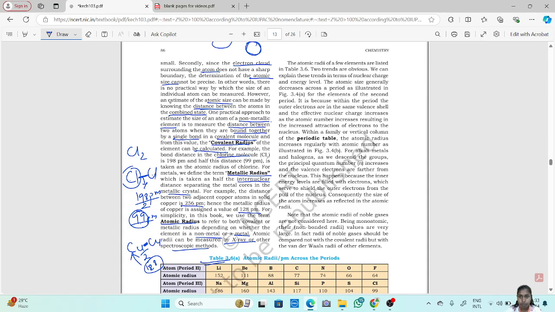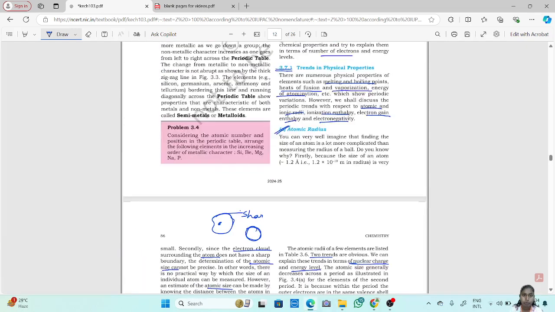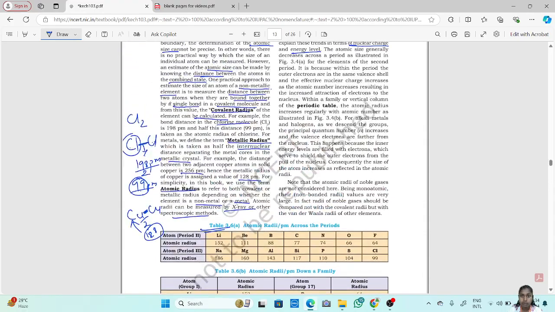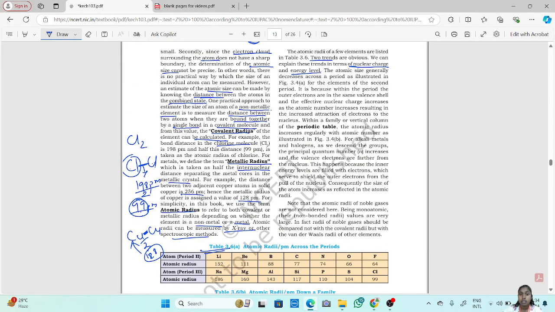Now two trends are obvious. We can explain these trends in terms of nuclear charge and energy level. The atomic size generally decreases across a period, as illustrated in figure 3.4 for elements of the second period.